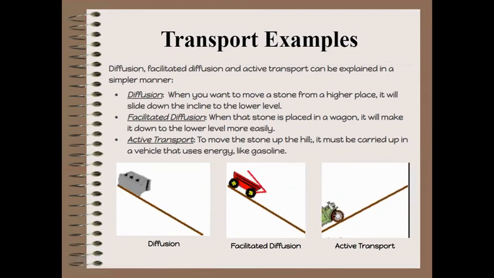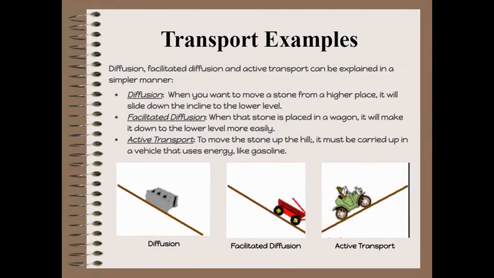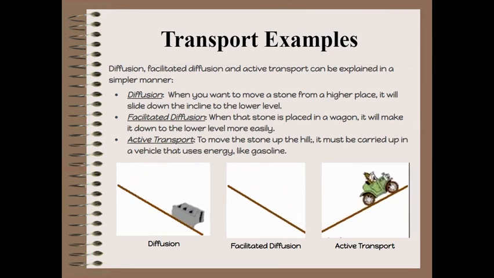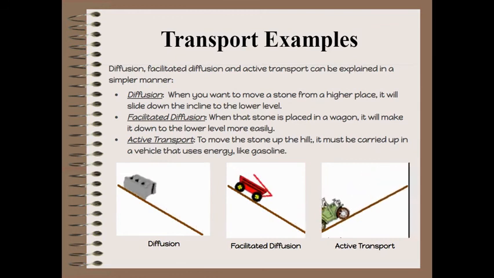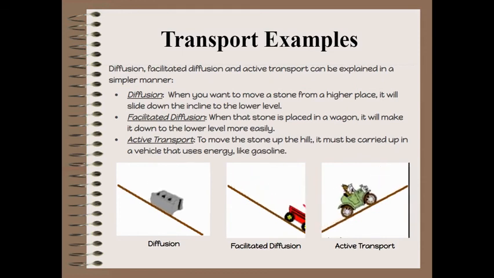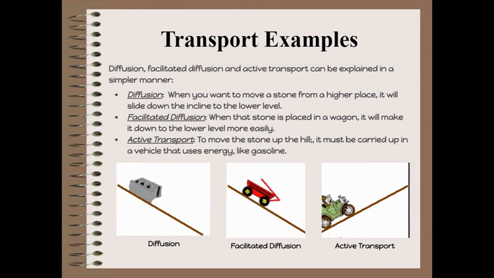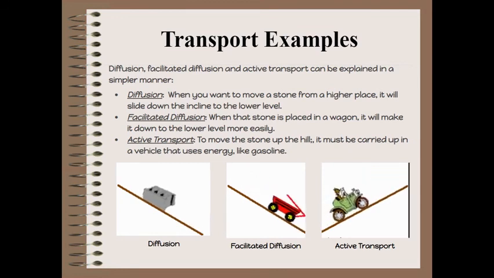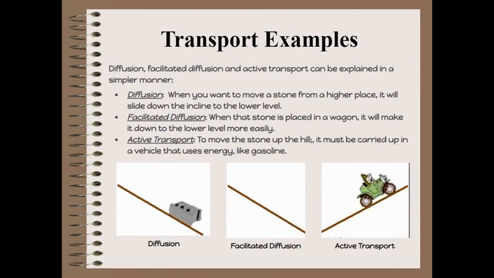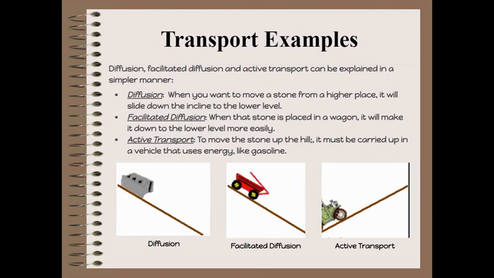Diffusion, facilitated diffusion, and active transport can be explained in a simpler manner. For diffusion, if, for example, you want to move a stone from a higher place, it will slide down the incline to the lower level. Facilitated diffusion, if you think about moving that stone, but you place it in a wagon instead, it will make it down to the lower level more easily. And then active transport, if you want to move the stone up the hill, it's going to need to be carried like in a vehicle using energy like gasoline. So it's just another way to visualize how these types of transport are different.